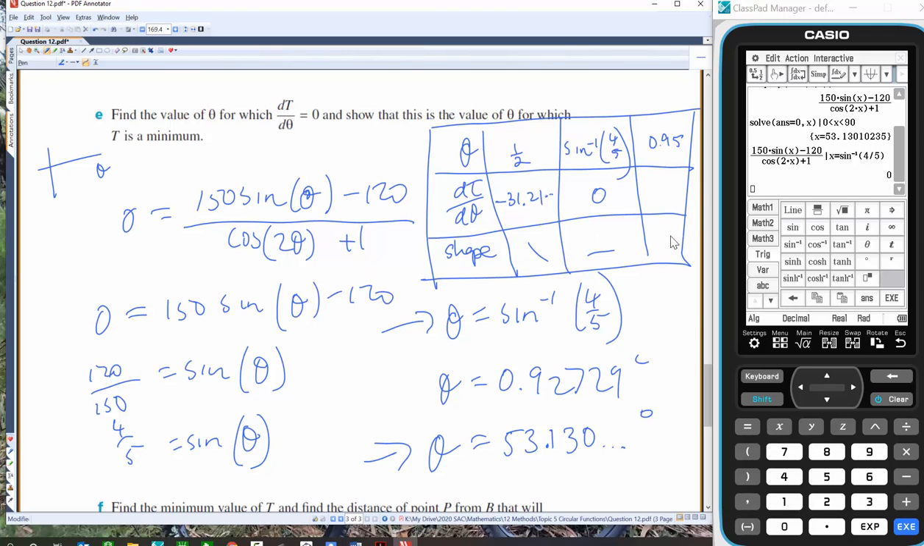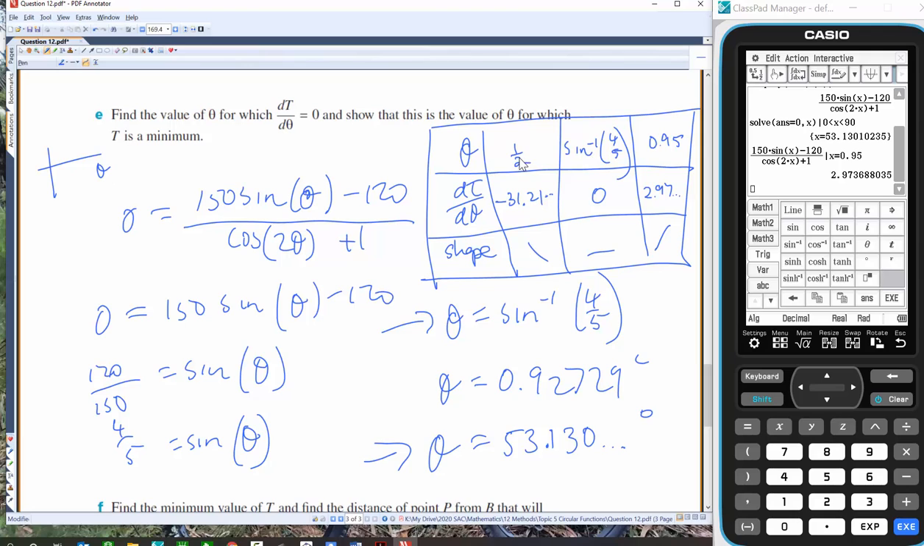Now what should happen here is, to show that it's a minimum, that should be a positive gradient. So the final thing I'm going to jam in is 0.95. The answer is 2.97... Don't really care what the value is. All I care is that I've got a positive gradient at this point. So that is, I believe, a good method to show that it's this value of theta for which it's a minimum, because beyond that, it's going to be larger values on either side.